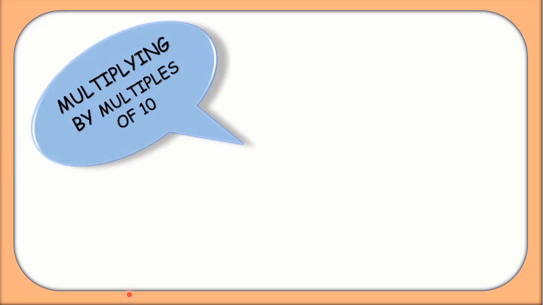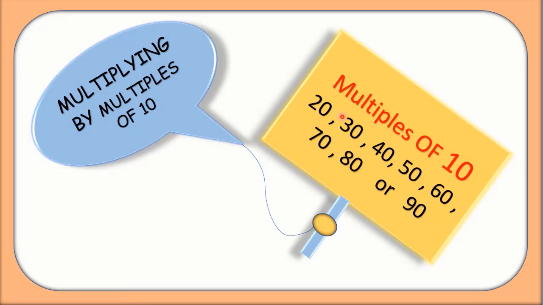Now we will discuss multiplying by multiples of 10. What are these? These are multiples of 10. Do you know about multiples? Okay, I tell you. Multiples are those numbers which are divided by another number exactly. वो numbers जो दूसरे number से completely divide हो जाते हैं और उनका remainder 0 आता है, तो उन numbers को दूसरे numbers का multiples कहेंगे.